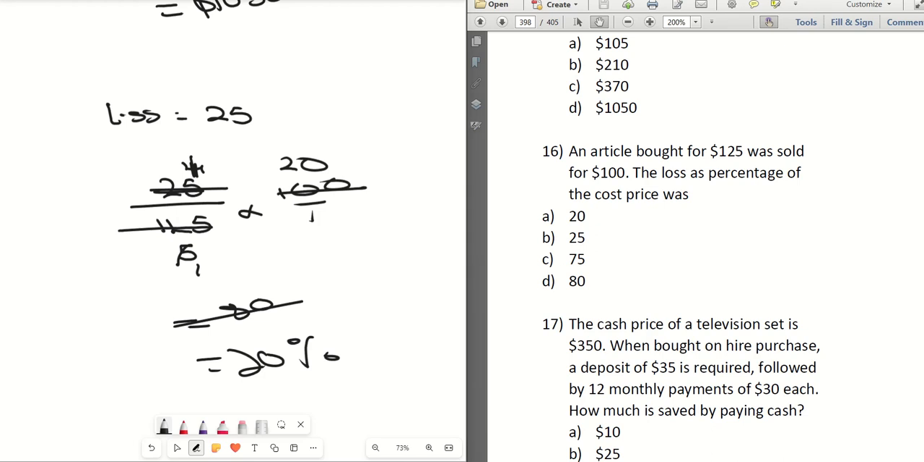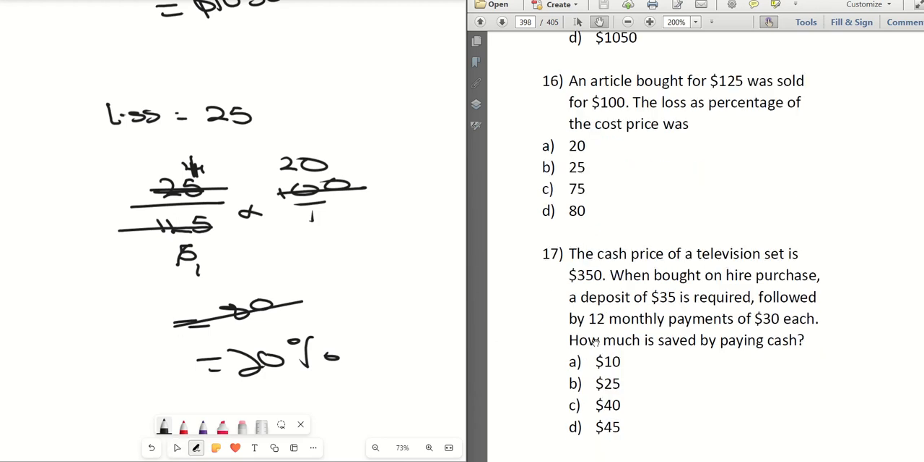Right? Logically speaking, if I made a mistake there, D would be like, wait, nah, you only lost $25. That could never be a whole 80%, right? So don't just think about how you work it out, think about the answers logically as well. So 16 is A.